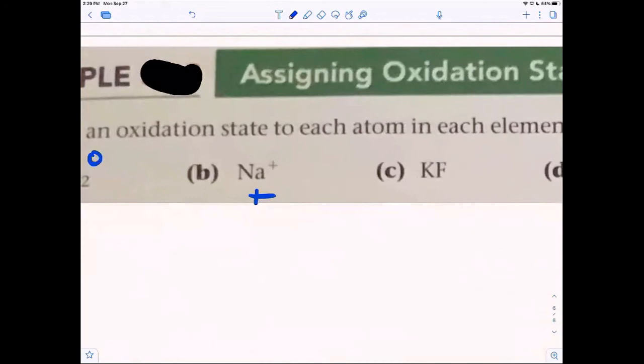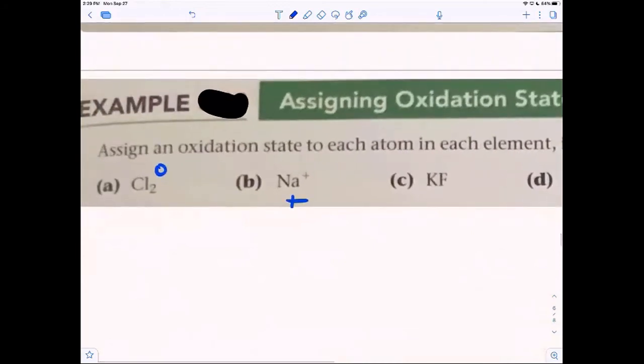Then potassium fluoride. So if you do rule number 3, that means potassium plus fluorine's oxidation state equals 0. And then rule number 4, potassium is +1. So I'm just going to go ahead and put +1 there for potassium. So +1 for potassium plus fluorine equals 0. Fluorine is -1. Are you seeing my logic there?